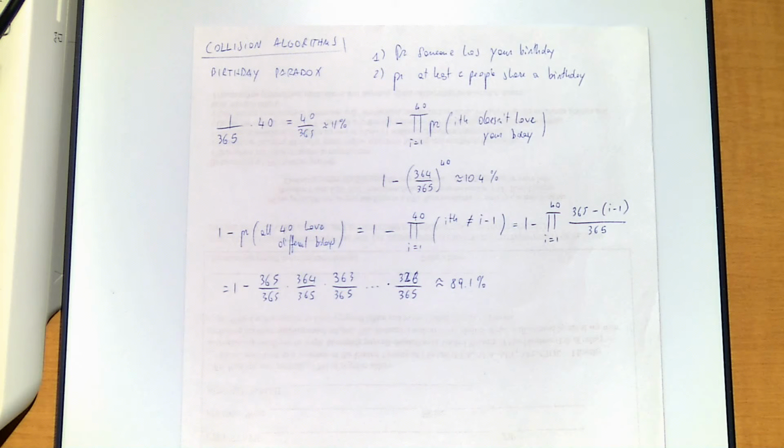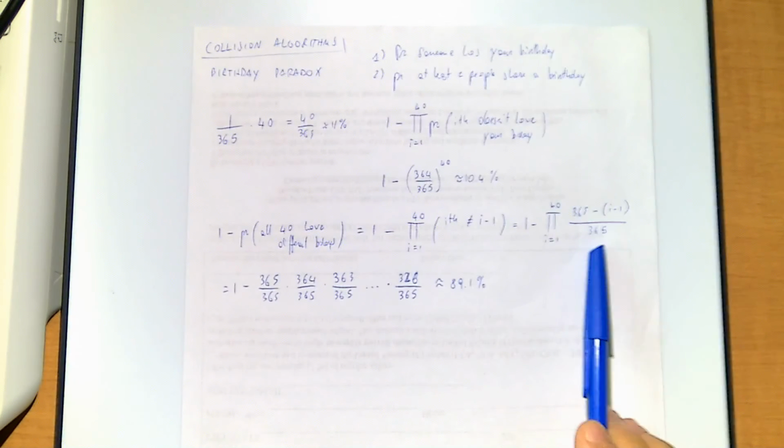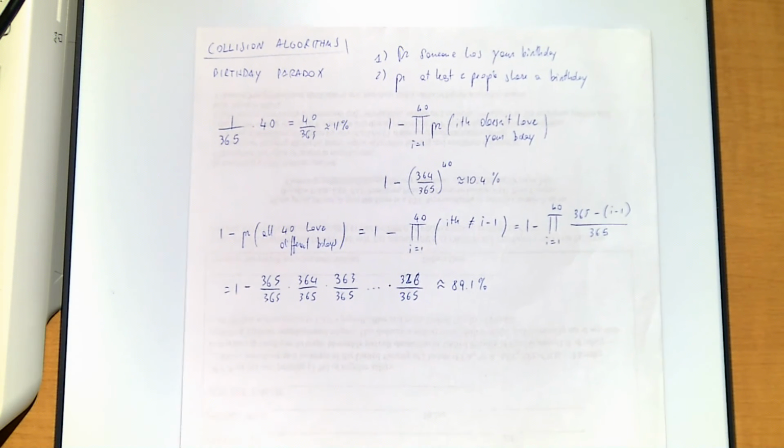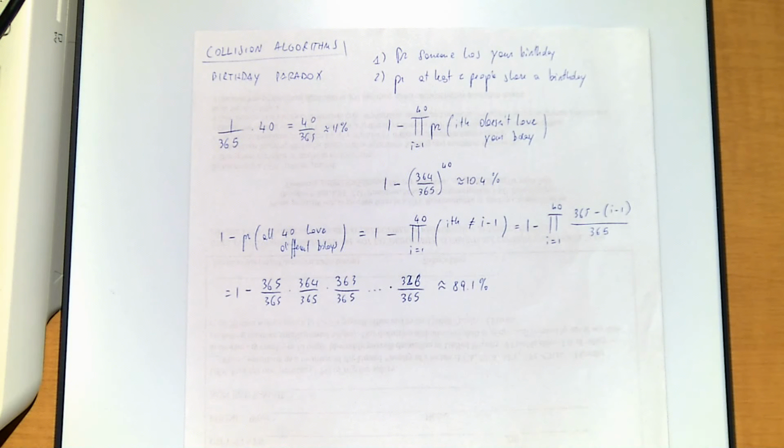But in fact, the important part is this formula here, where we're considering that the birthday is different from the i minus 1 previous ones. So the answers to the two questions are fundamentally different, and the fact that they do not feel different is why this is called a paradox.